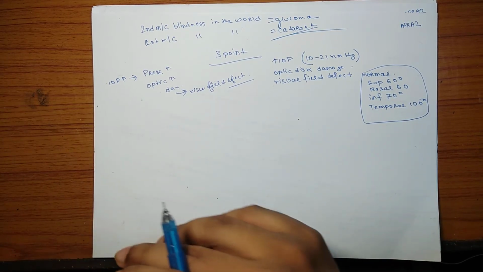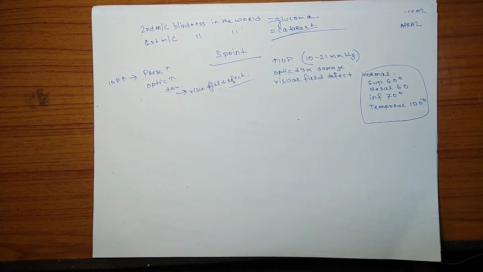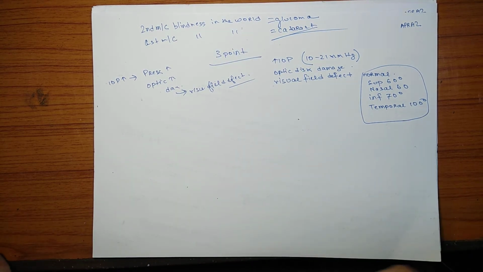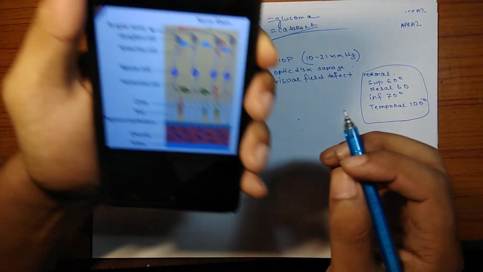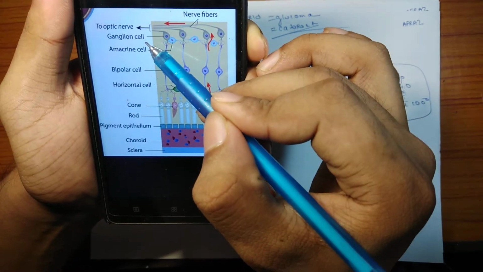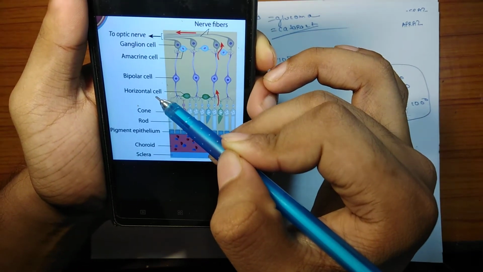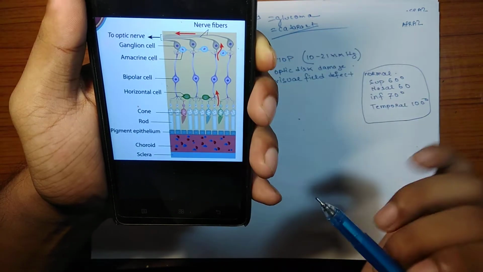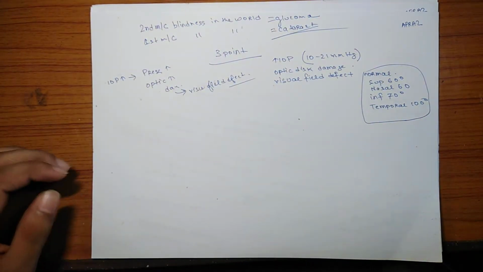Then we have another question: which type of neuron is damaged in the retina? We actually have 5 types of neuron in the retina, but what we are mainly focused on here is the ganglionic cells. The type of retinal neuron damaged is the ganglionic cells. I have a photo of this. We have the ganglionic cells, the amacrine cells, the bipolar cells, the horizontal cells, and the rods and cones. Out of these, we are affecting the ganglionic cells. These ganglionic cells are affected in glaucoma.